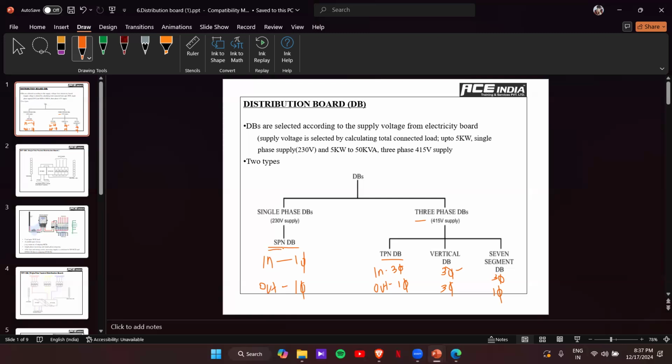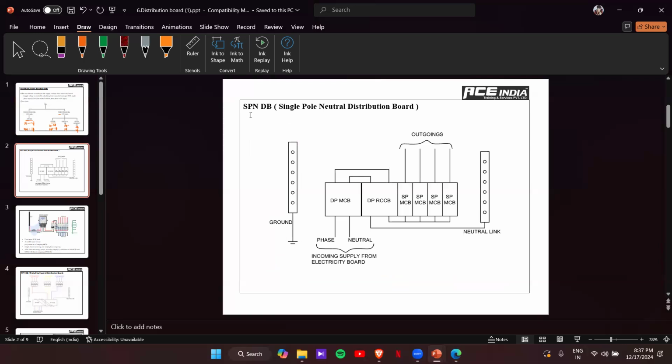You can start with the SPN. When you come to the single phase neutral DB, a single pole neutral DB, we'll have the main service line. We'll have three phase and one neutral, so if it's single phase, you take the connection from one phase and one neutral. This main incomer will be connected to, in this schematic, only a double pole MCB is shown, but actually the first connection will be a fuse.